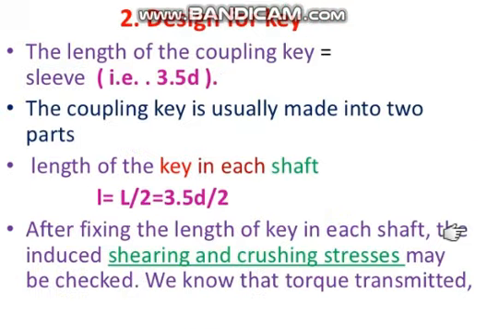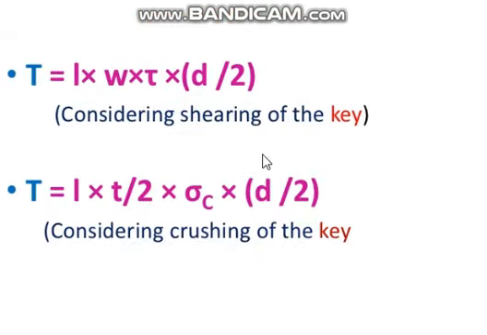So when we are designing the key, if the key is made of two parts, then each key will be half of the hub, that is 3.5 D by 2. After fixing the length of the key in the shaft, L is the key length in each shaft. The induced shearing and crushing stresses may be checked. How will you check? We will check by those two equations, one for shearing and one for crushing.